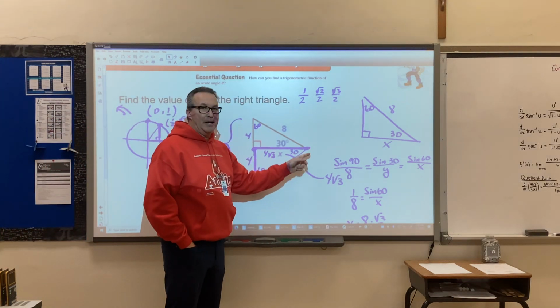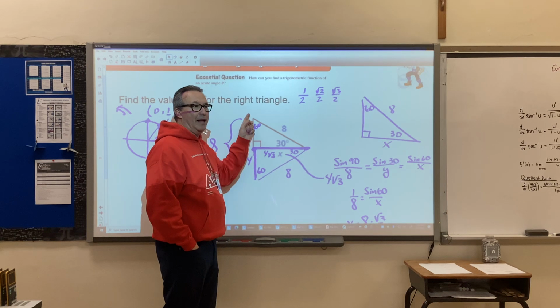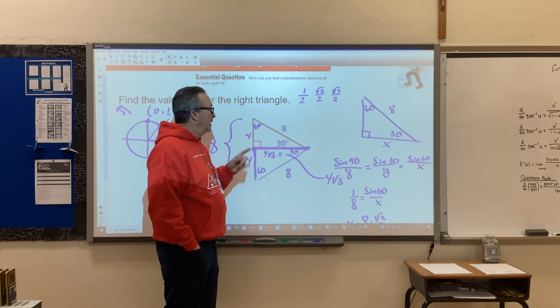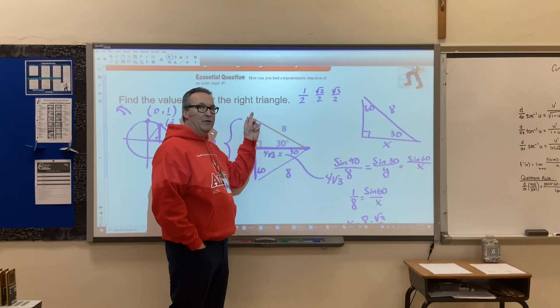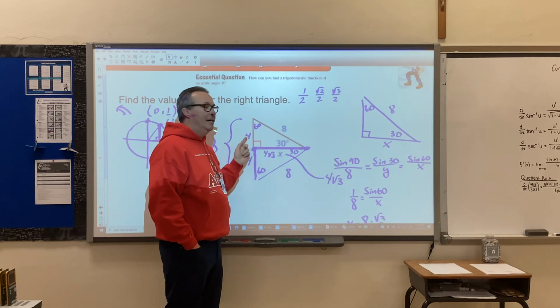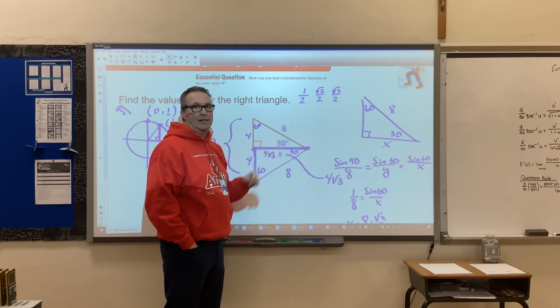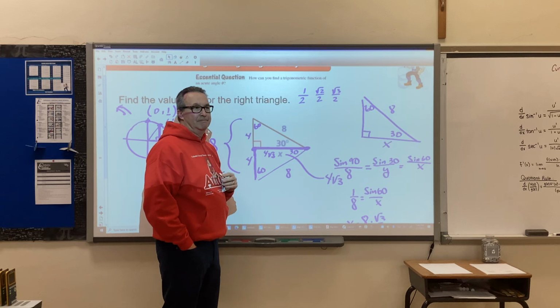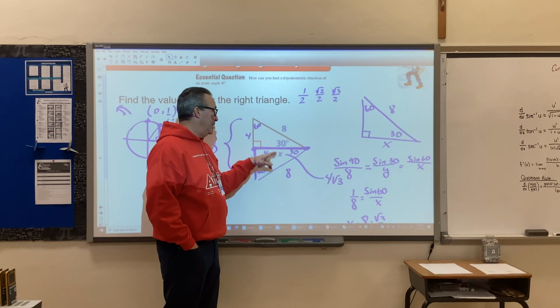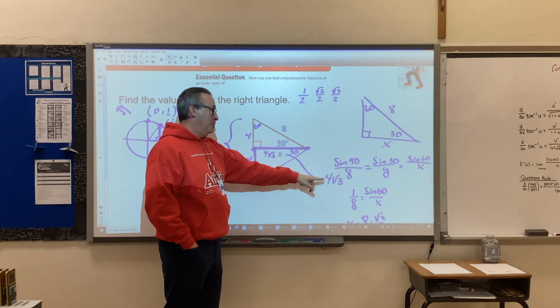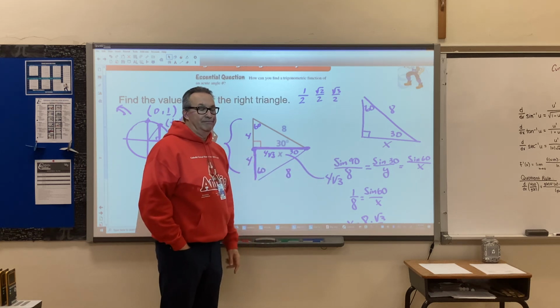A 30, 60, 90 right triangle is half of an equilateral triangle. If you know the hypotenuse, then you know the shortest side because they're related. The shortest side is always half the longest side. And the way you find the third side is you just take the shortest side and multiply it by the square root of 3. Easy to do.